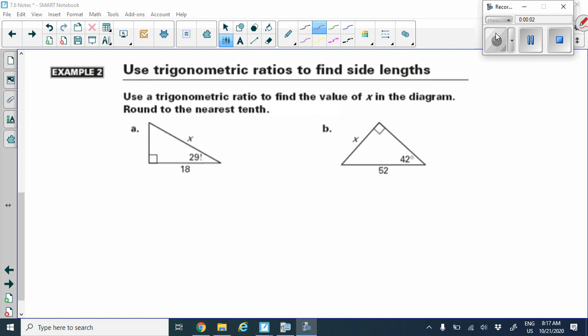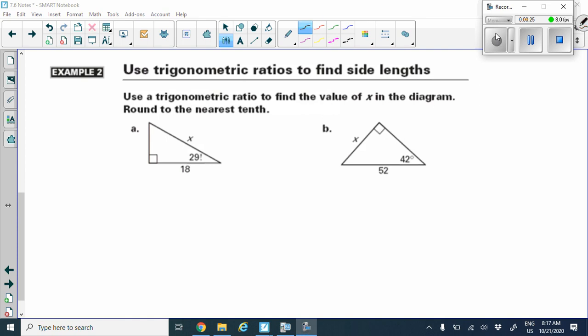Okay guys, so here is example 2. We're going to use trig ratios to find the side lengths. So it says use trigonometric ratio to find the value of x in the diagram, round to the nearest tenth. They're not going to really tell you, hey, you need to use sine or cosine or tangent. You actually have to figure out yourself which trig ratio we have to use.